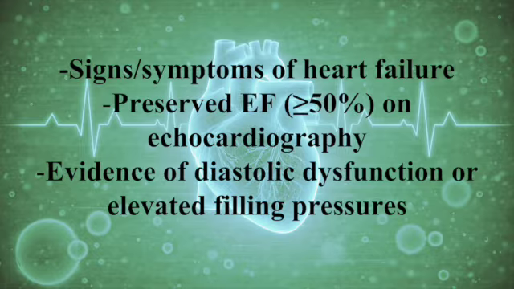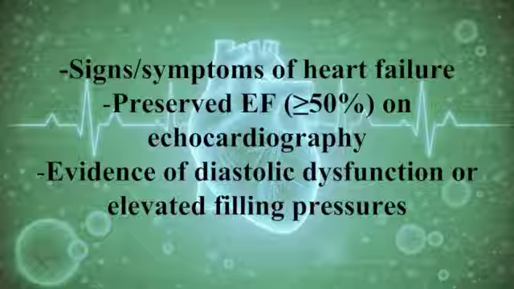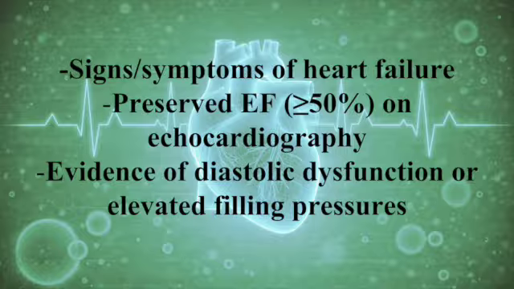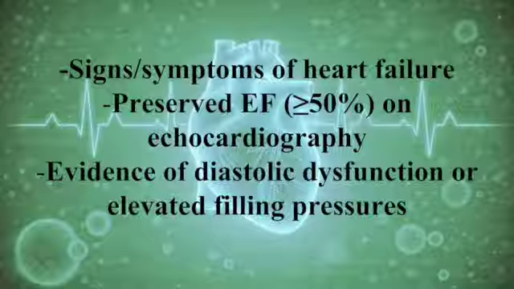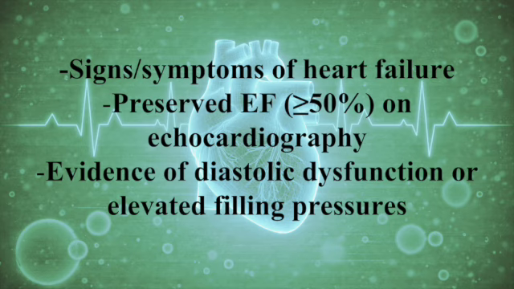The diagnosis of HFpEF requires three essential criteria: the presence of signs and symptoms of heart failure, a preserved ejection fraction of 50% or greater on echocardiography, and objective evidence of diastolic dysfunction or elevated filling pressures. However, HFpEF is fundamentally a diagnosis of exclusion, meaning that clinicians must also rule out other conditions that can present similarly, including valvular heart disease, such as aortic stenosis or mitral regurgitation, pericardial disease, such as constrictive pericarditis or tamponade, and high-output states, such as severe anemia, thyrotoxicosis, or arteriovenous fistulas.